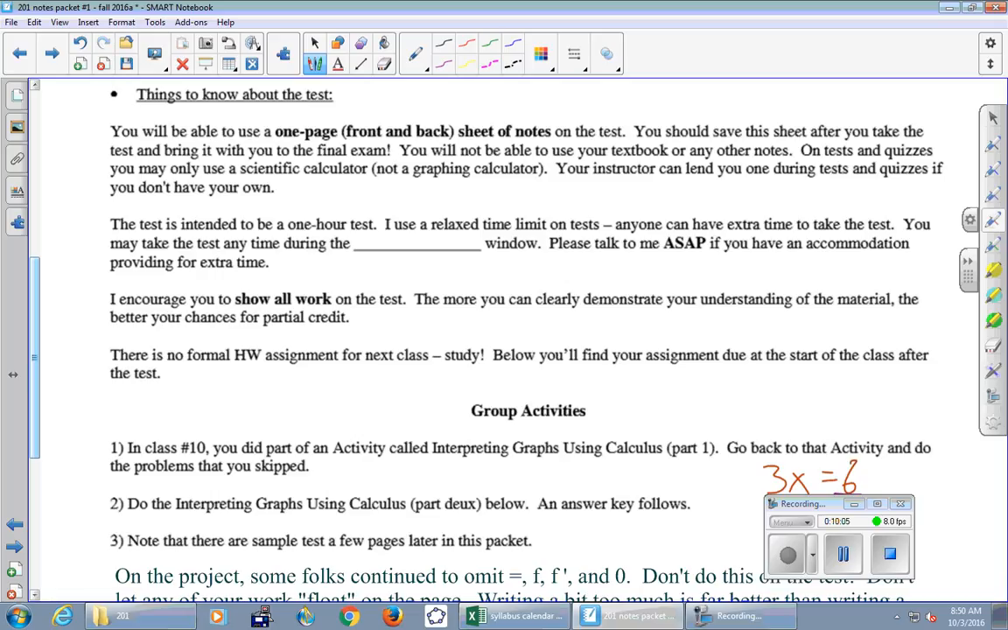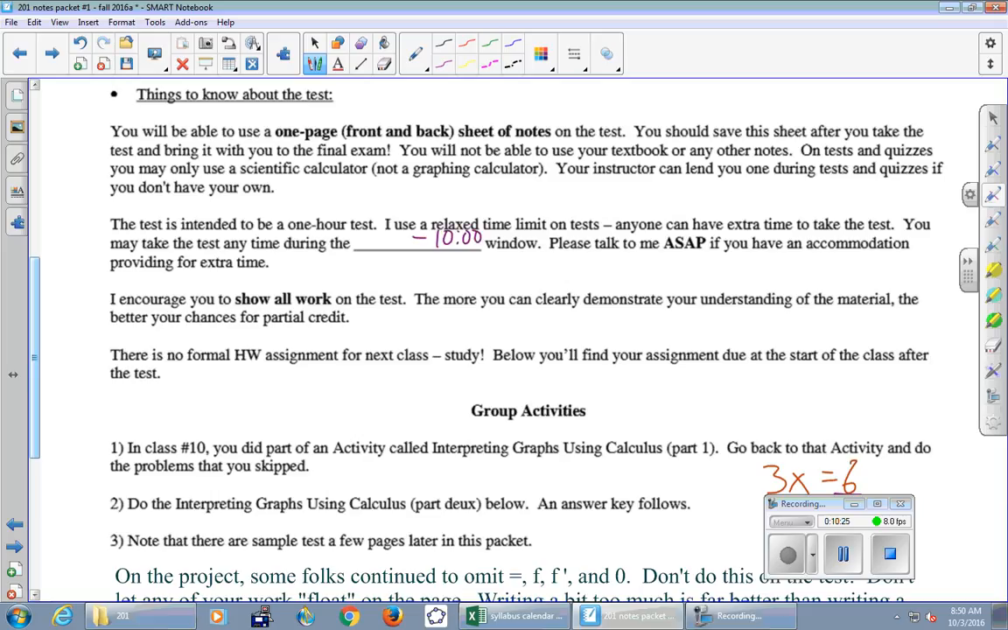On tests and quizzes, you may use a scientific calculator, but not a graphing calculator, not your cell phone. I will lend you one on Wednesday if you need one. The test is intended to be a 1-hour test, but I use a relaxed time limit on tests. Anyone can have extra time to take the test. Normally we go until 9:50.